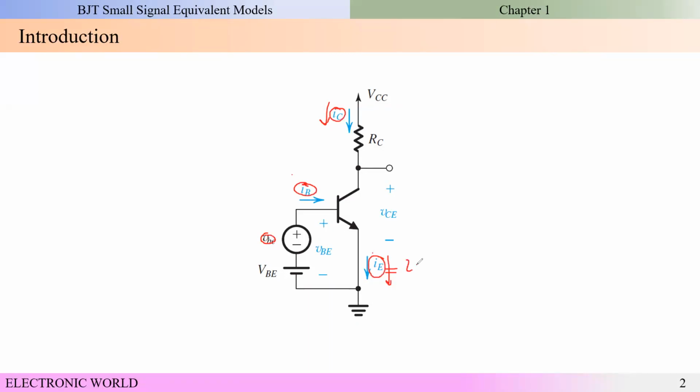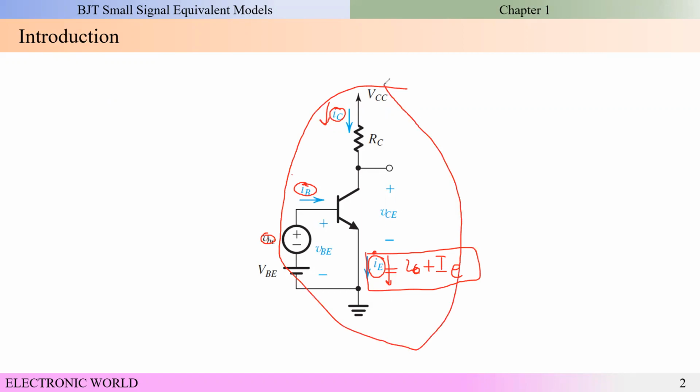Actually, these overall currents are equal to the small signal emitter current plus the bias emitter current. So the addition of these two is equal to the overall emitter current. Okay. So this circuit is known as the conceptual circuit.